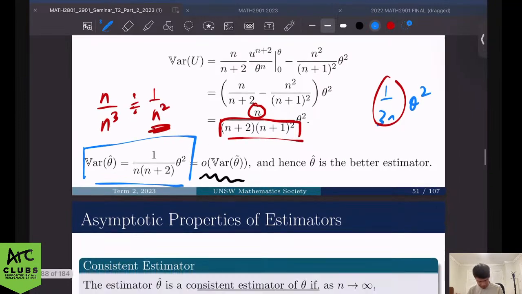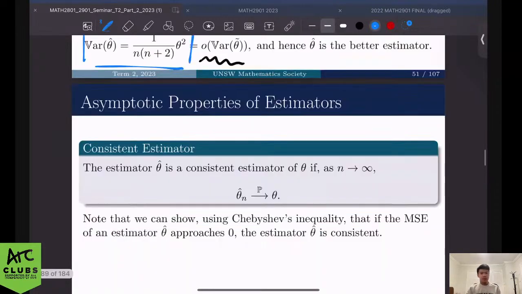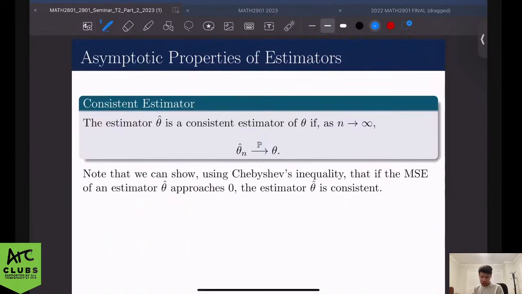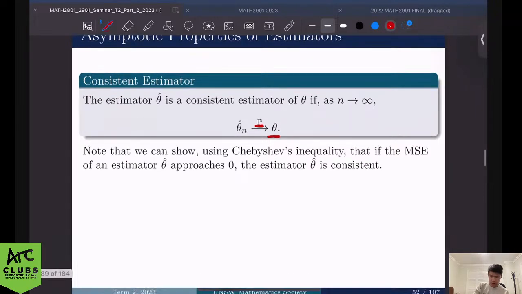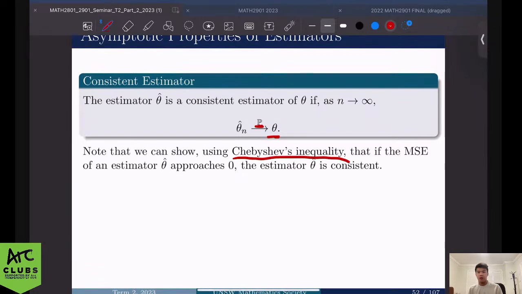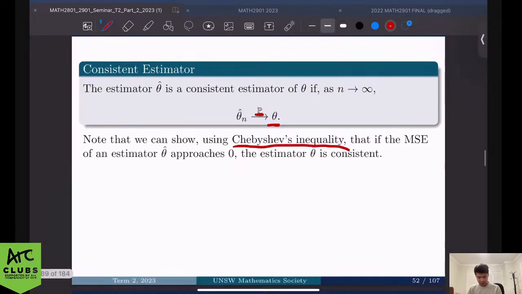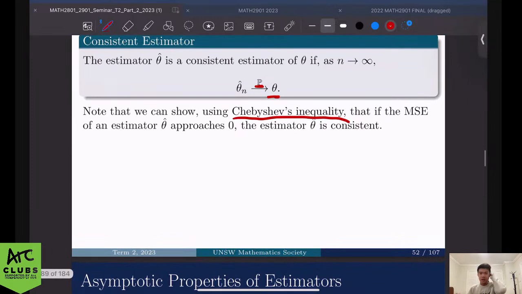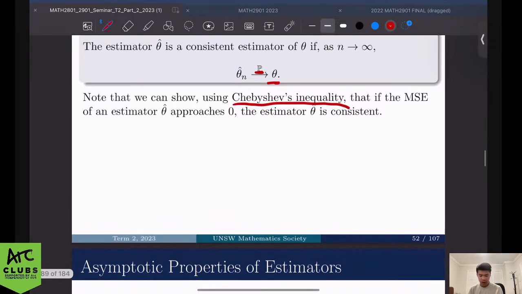Okay. Sweet. All right. Another property of estimators. An estimator is a consistent estimator if it converges in probability to the actual parameter. It's just terminology, like Ronald went through in probability. And you can show using Chebyshev's inequality that if the MSE approaches 0, then it's consistent, right? So that's often a very easy way to show something is consistent. You can just calculate the MSE and hope it approaches 0 as n approaches infinity.